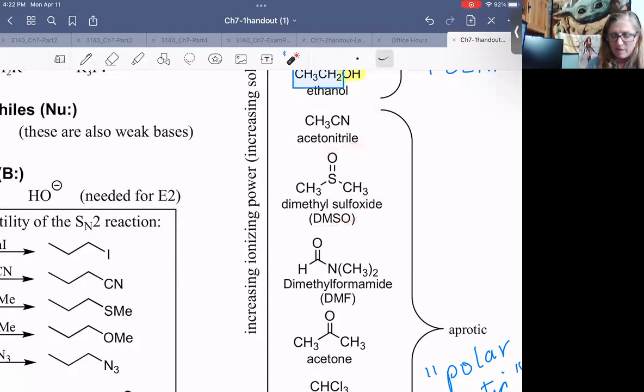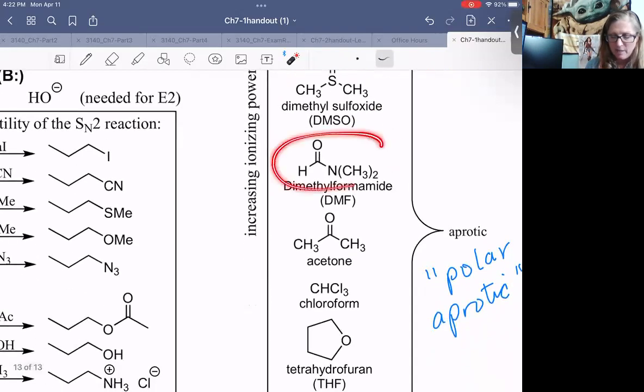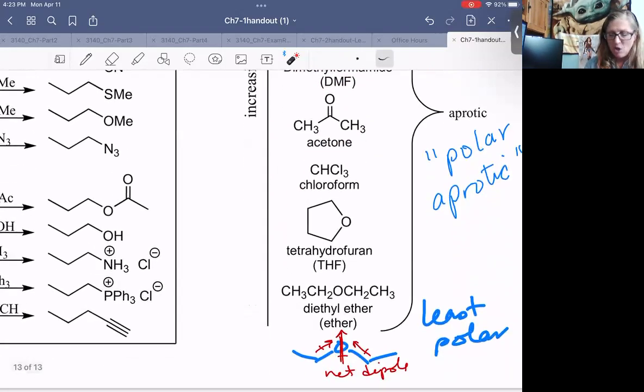DMSO stands for dimethyl sulfoxide. A lot of times we use these abbreviations. DMF stands for dimethyl formamide. Acetone, that's probably the solvent you're most familiar with in using in lab to clean glassware, and also nail polish remover. Some are acetone based.